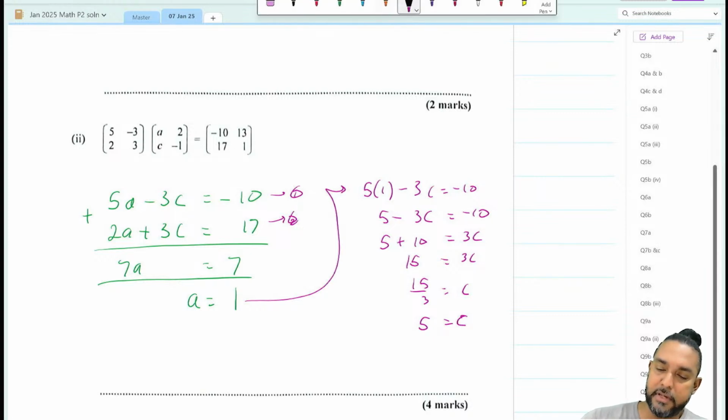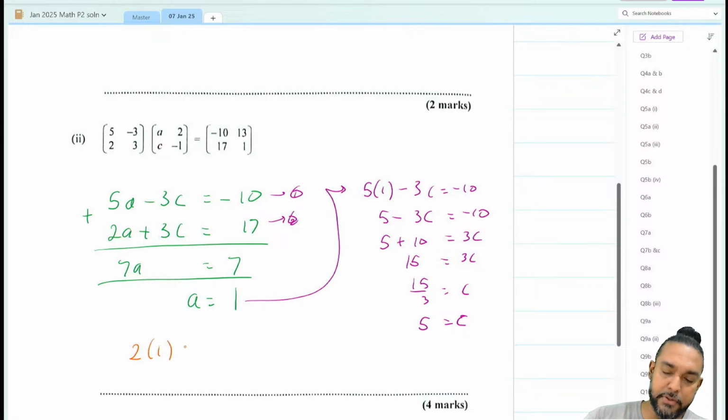And let's just triple check that by doing the next one. So 2 by 1 is 2. Plus 3c is equal to 17, right? So if we do 17 minus 2, you get 15. 3c is equal to 15, which means c must be equal to 15 divided by 3, which is, again, 5.